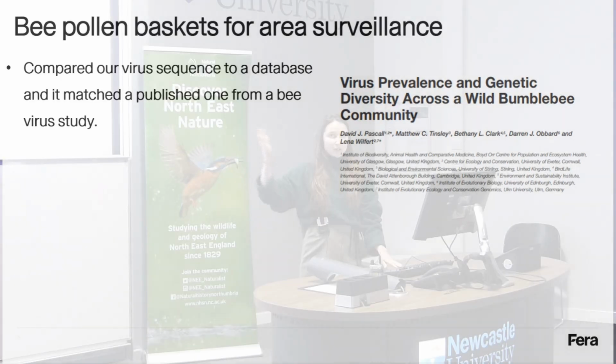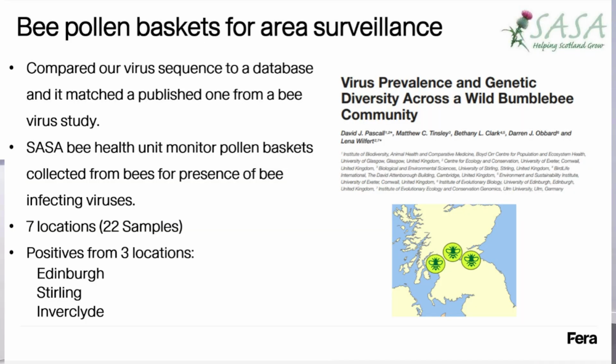And because it's found in Scotland, we got in contact with our Scottish counterparts. So, Fera Science Limited is the National Reference Laboratory for England and Wales. SASA is the same for Scotland. And they have a bee health unit monitoring pollen baskets, and they went back into their freezer, pulled out some samples and tested them for Tilia nicovirus 1, and we got 3 positives, showing that the virus is present in pollen, and also we've got more findings in Scotland.